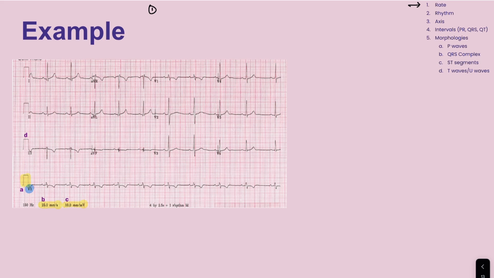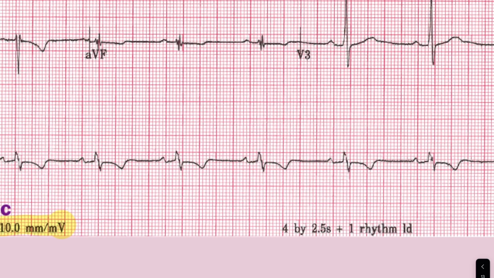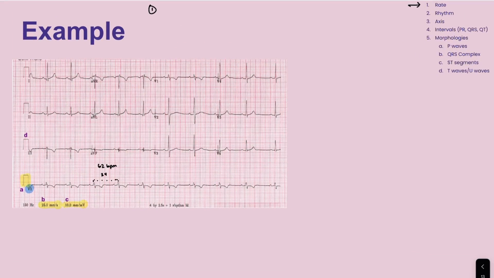All right, so we're going to start with rate. We can pick an R to R interval here, let's say here to here. And we've got 5, 10, 15, 20, 21, 22, 23, 24 small boxes. So 1,500 divided by 24 small boxes is 62.5. So let's say that's 62 beats per minute, which is normal.